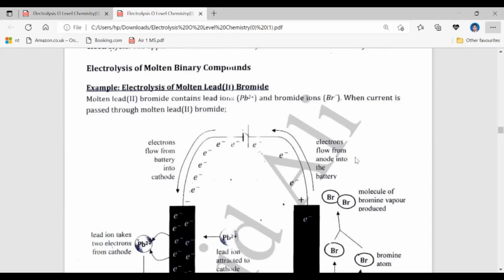So basically, I'm telling you that we are going to discuss electrolysis of molten lead(II) bromide. Its formula is PbBr2. It is an ionic compound, and it is a binary compound as well, because it contains only lead and bromine elements. Molten lead(II) bromide conducts electricity because it has free moving ions, Pb2+ and Br-. When electricity is passed through molten lead(II) bromide, what happens?